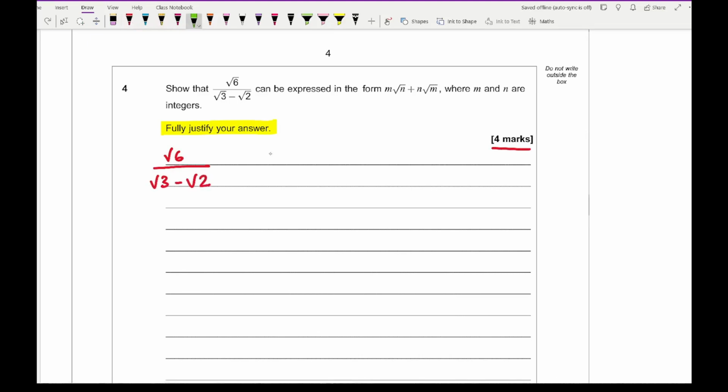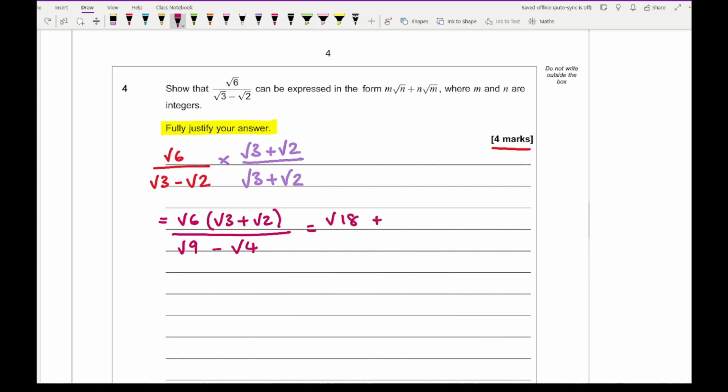So first things first, let's rationalize the denominator. So to do that, I multiply by the denominator, reversing any sign that's in between. So it's going to be root 3 plus root 2. Then if I do that successfully, I end up with root 6 times root 3 plus root 2 over, and it's going to be a difference of 2 squares, so that's going to be root 9 minus root 4, which then gives me root 18 plus root 12 all over 3 take away 2, which leaves me with root 18 plus root 12.